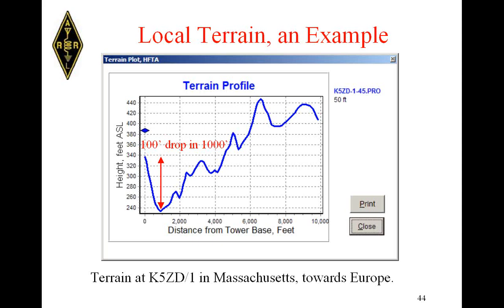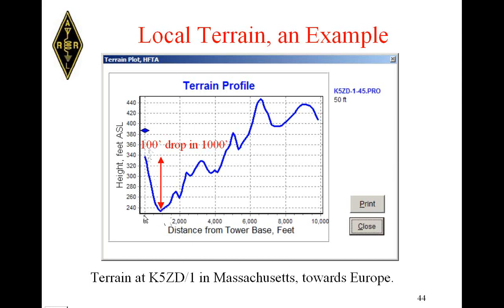Let me give you an example. This is K5ZD, who's up in western Massachusetts. Randy lives on a neat hill. In fact, his hill, which is about 340 feet above sea level, drops 100 feet in just about 1,000 feet of distance from the tower. This is in the direction of Europe. So his terrain drops 100 feet in 1,000 feet.